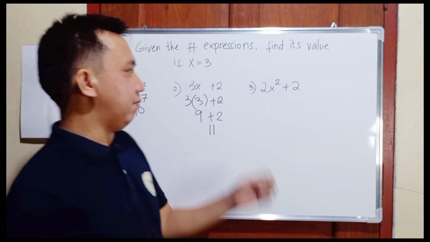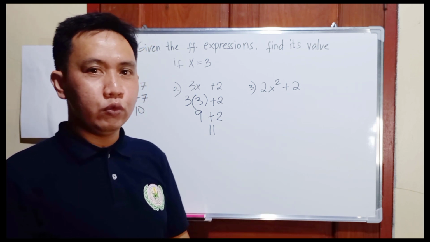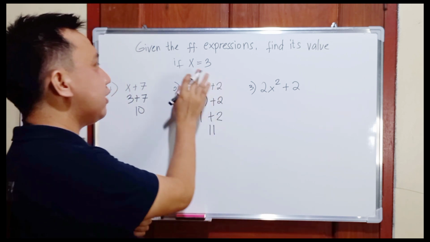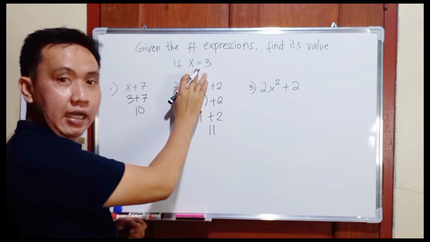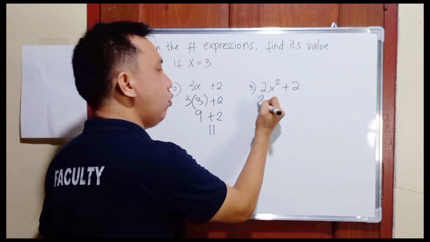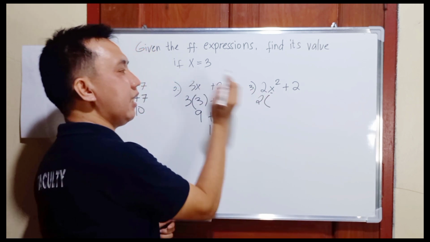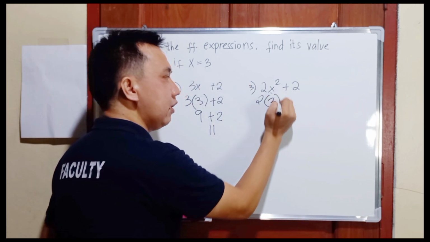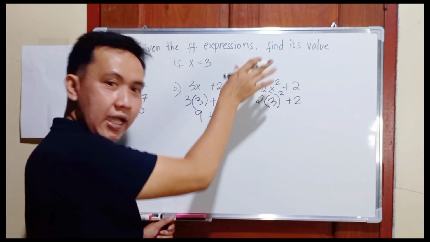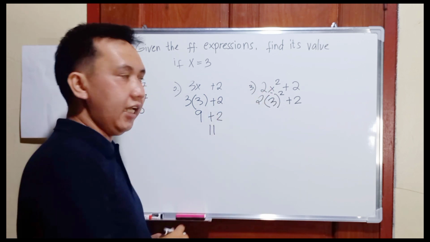So, our third example, 2x squared plus 2. So, the same process lang sa number 1 at number 2. Isa-substitute natin ang value ng x by 3. So, 2 times palitan o substitute ang ating x ng 3 squared plus 2. Kukopyahin lang natin ang mga numbers. Papalitan lang natin ang value ng x.